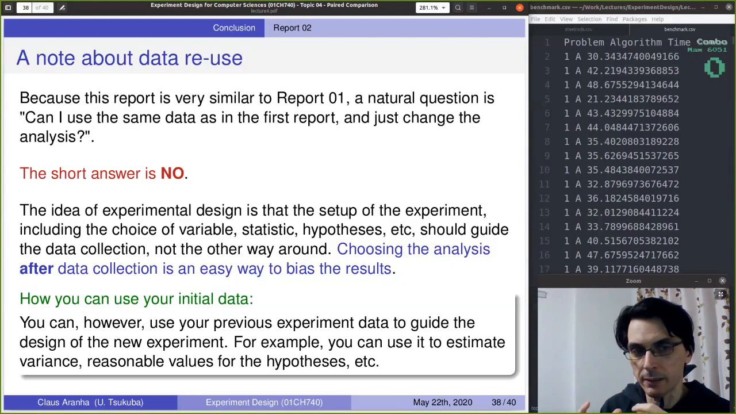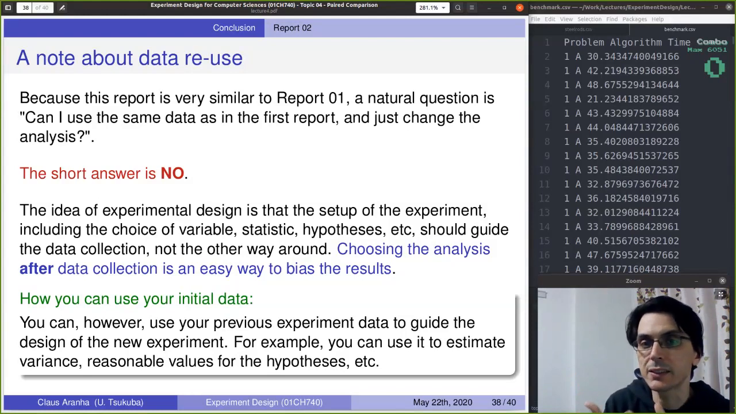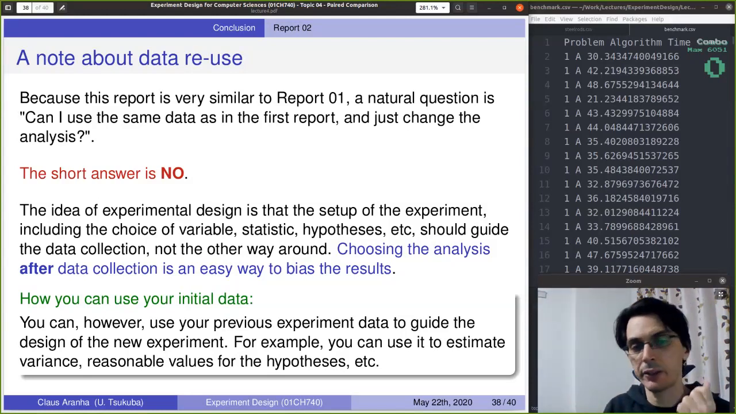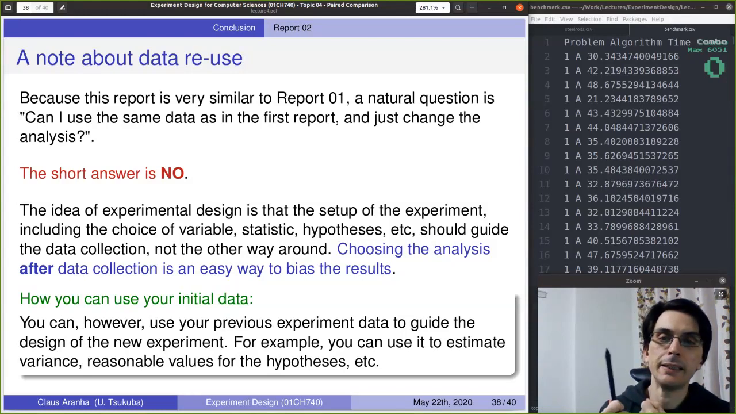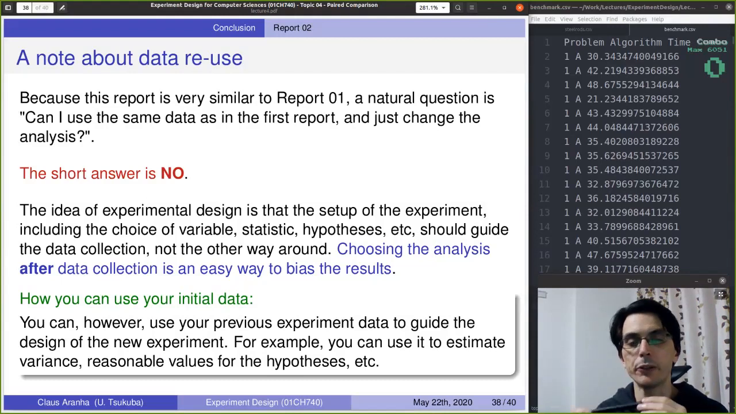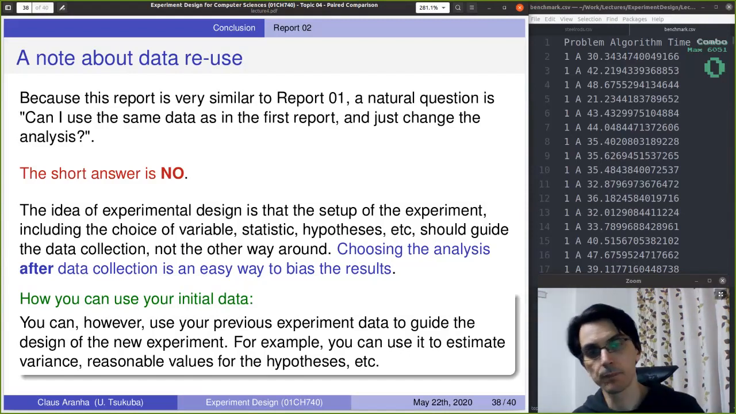If you collect the data, and after that you choose the hypothesis, it's very easy to select alpha, beta, the statistics, everything to produce exactly the result that you want. That's called HARKing. Hypothesizing after the results are known. And that's a very easy way to add bias. So if you change your hypothesis after you get the results, you can just choose the hypothesis that gives you exactly the result that you want. So you need to define your hypothesis before you collect the data, okay?